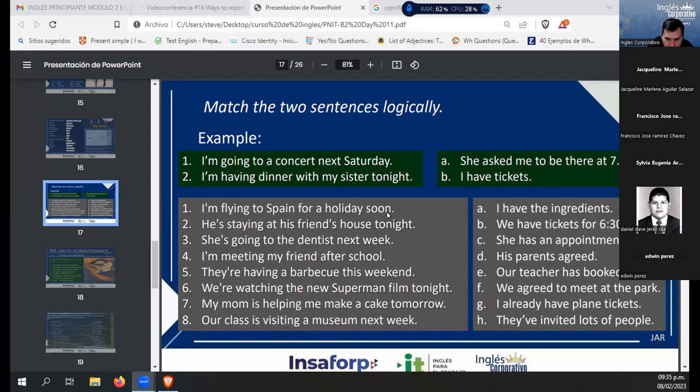They have invited lots of people. Are you ready? Ready. I have plane tickets. One with G.